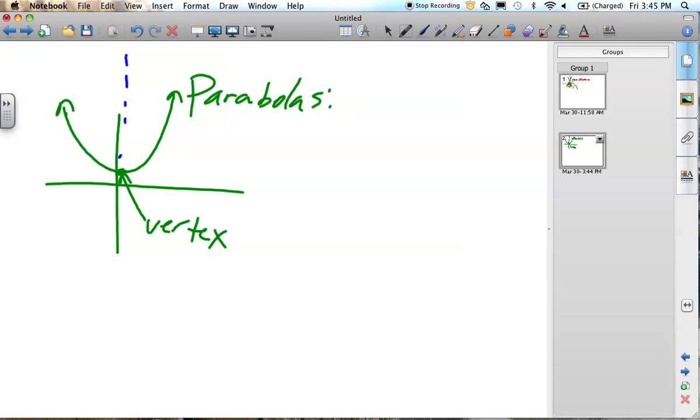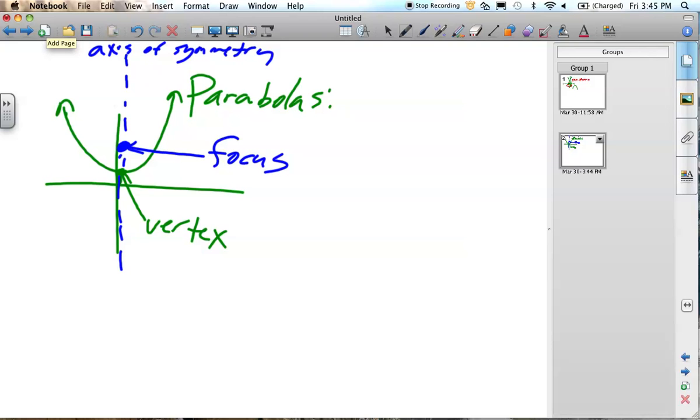Well, this point, let's go through another one. Right here is the axis of symmetry. And then on this axis of symmetry, we get a point that's called the focus.